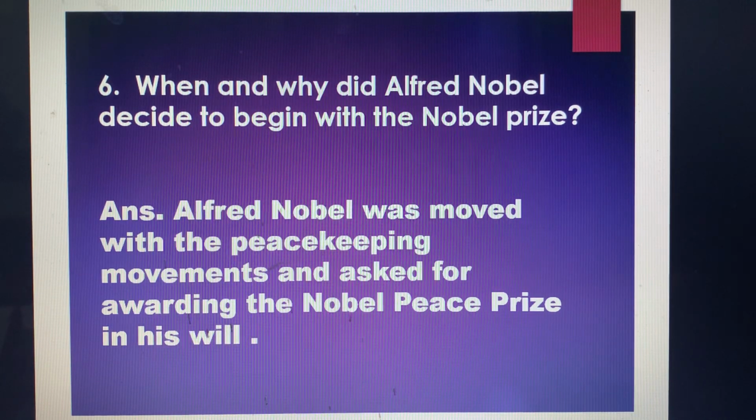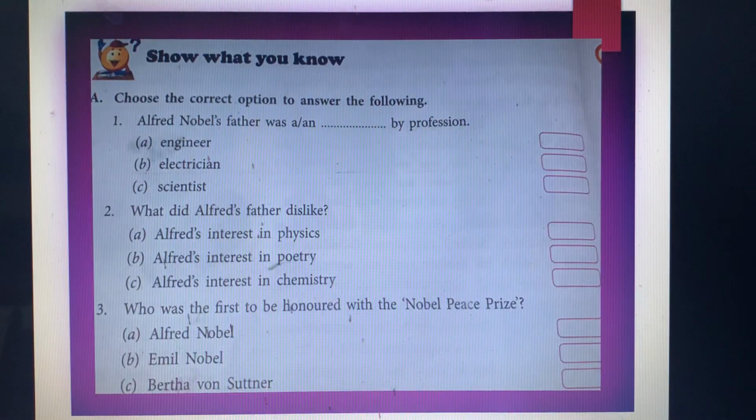Now let us discuss the book exercise. The book exercise which we are going to start is given in your book on page number 34. Fine. Show what you know. This is over here. Show what you know.